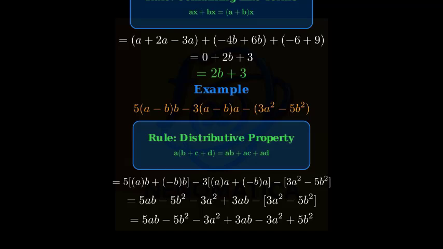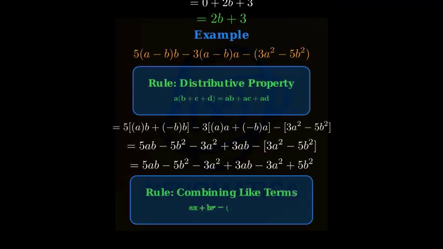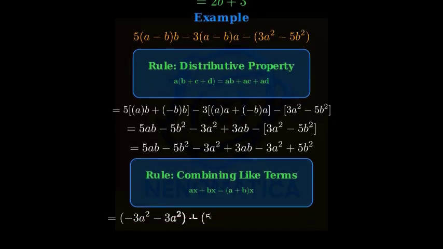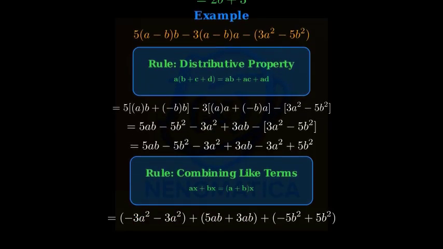Now let's combine like terms. We'll group terms with the same variables together. We have negative 3a squared minus 3a squared, which are the a squared terms. We have 5ab plus 3ab, which are the ab terms. And we have negative 5b squared plus 5b squared, which are the b squared terms.